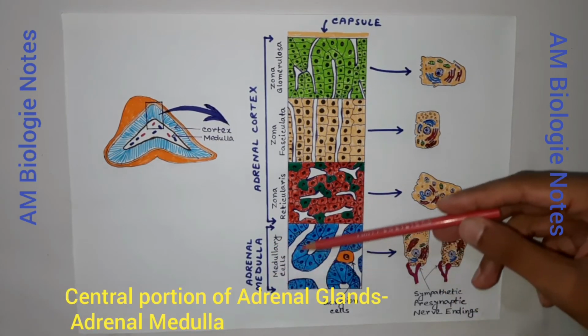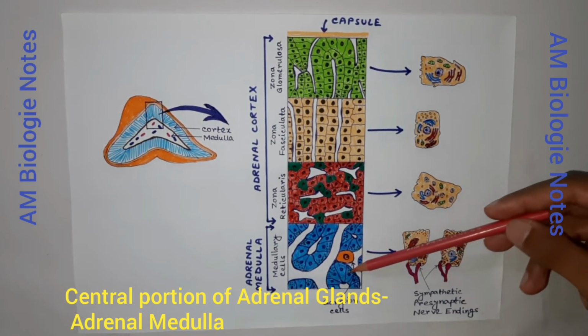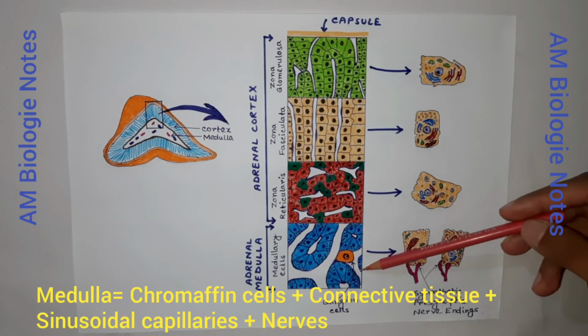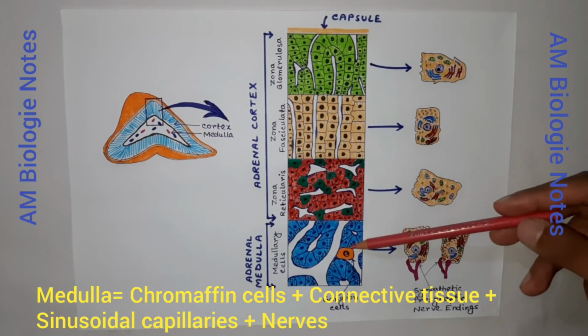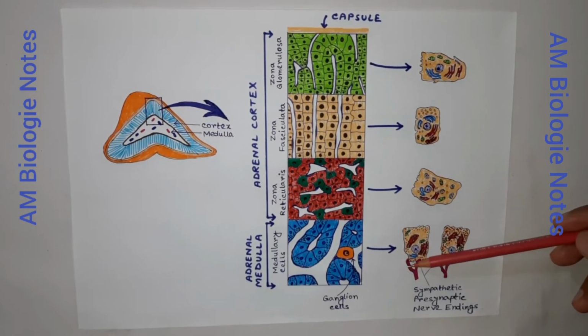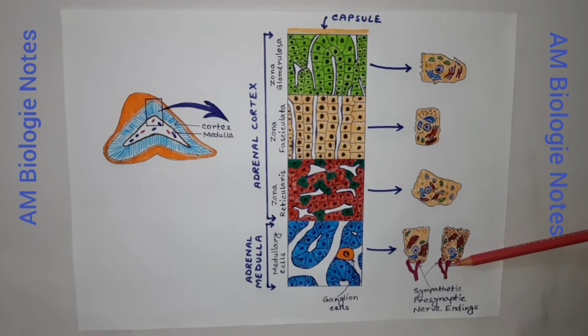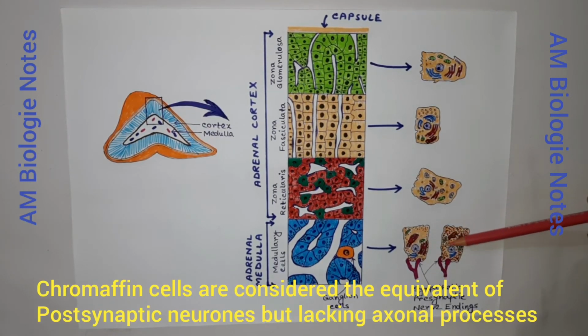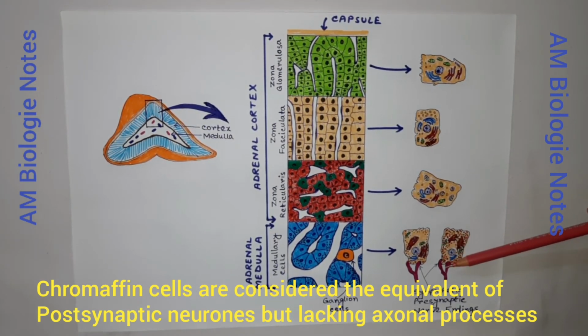Now, the adrenal medulla. The central portion of the adrenal gland is called medulla. This central portion is composed of chromaffin cells, connective tissue, numerous sinusoidal blood capillaries, and nerves. When nerve impulses carried by the sympathetic fibers reach the catecholamine-secreting chromaffin cells, they release their secretory products. Therefore, chromaffin cells are considered the equivalent of postsynaptic neurons. However, they lack axonal processes.